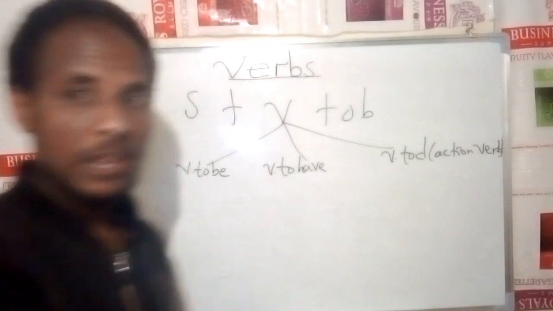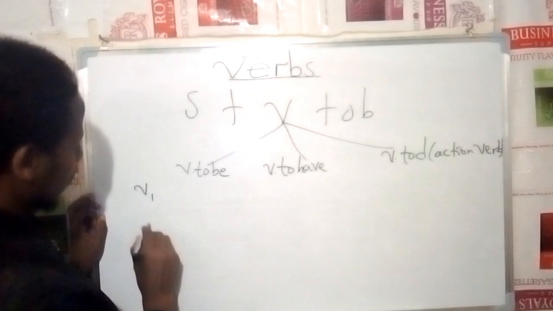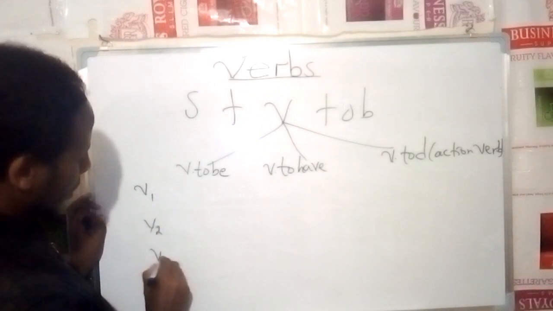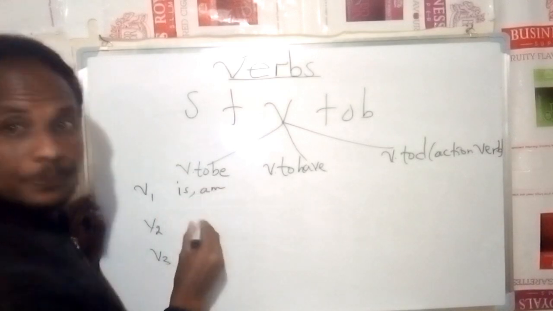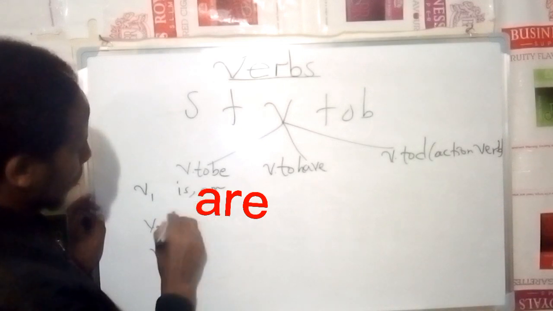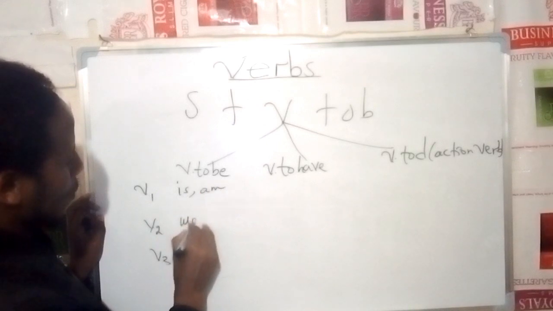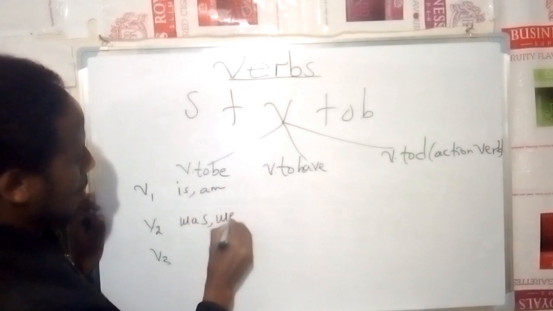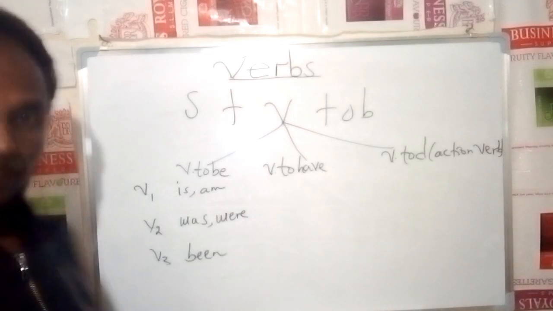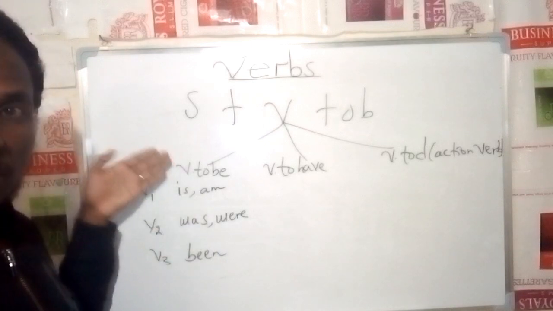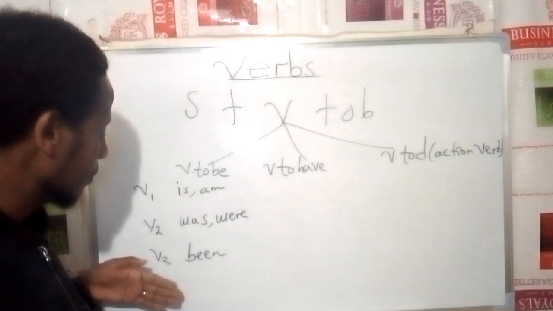Let's write down some verbs in each group. V1, V2, V3: is, am, was, were, and be. Here are the verbs to be with their infinitive, past simple, and past participle forms. Verb 1, verb 2, verb 3.